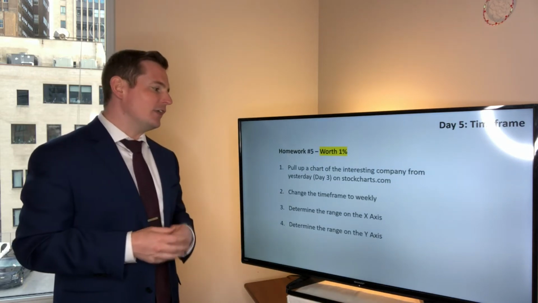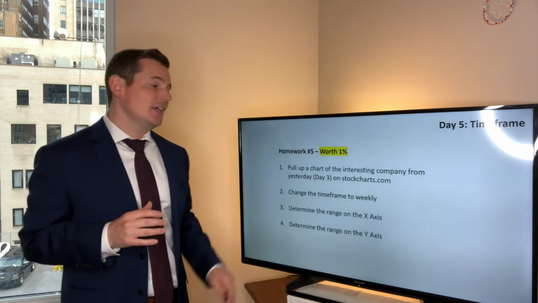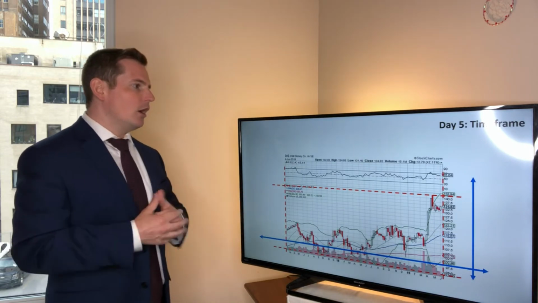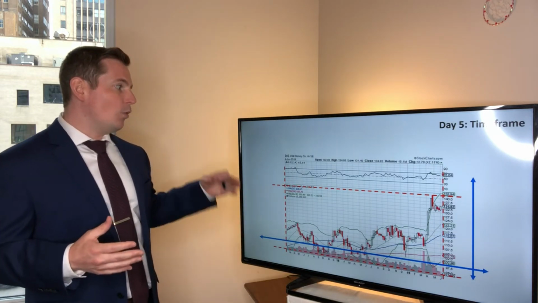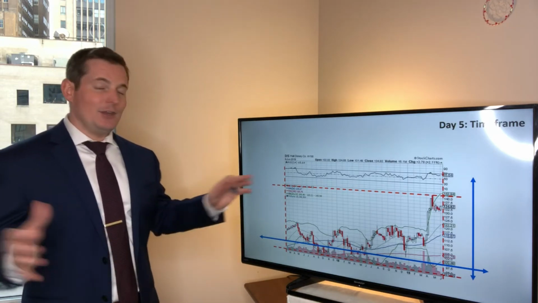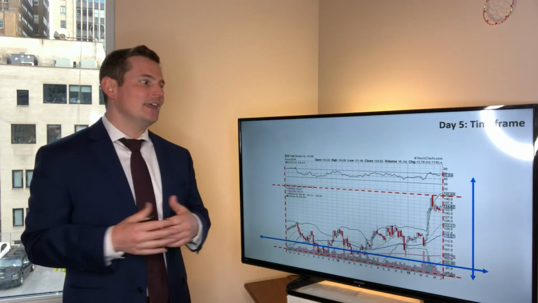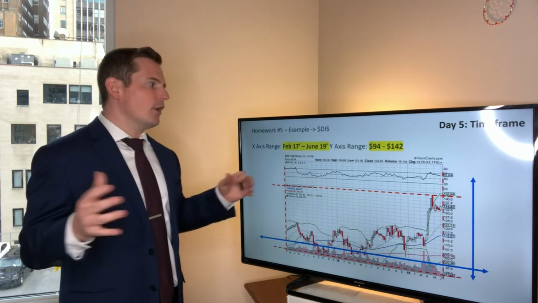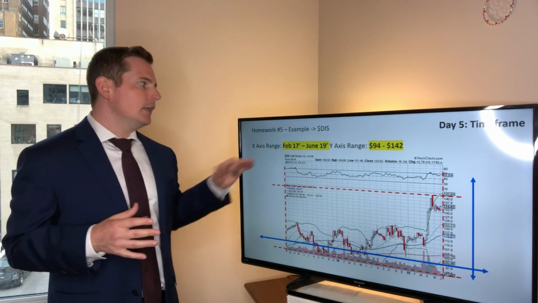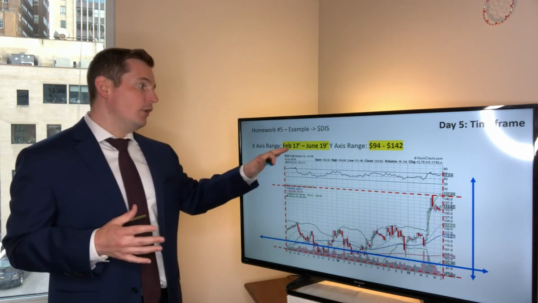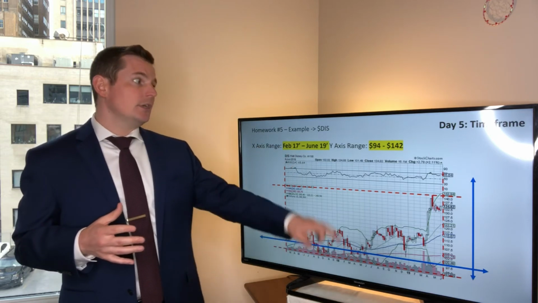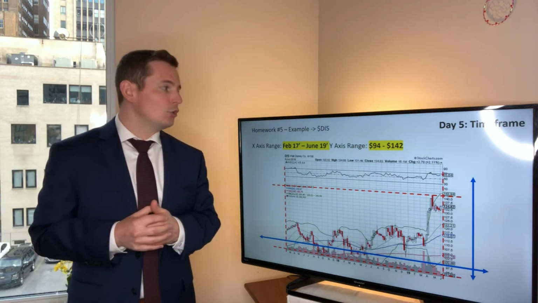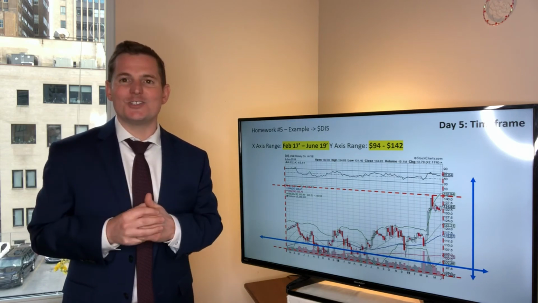And then once you change it to weekly, determine the range on the x-axis and then determine the range on the y-axis. And I gave you an example here of Disney, how this is the weekly chart, and I didn't quite fill out the ranges, but you can tell that the ranges are going to be different because you have a different time frame, right? So you're going to want to calculate the ranges very similar to how you calculated it for yesterday. Just you're going to want to fill in the different time frames, beginning and ending, and then the different range in the Y. And then that's going to conclude week number 1.